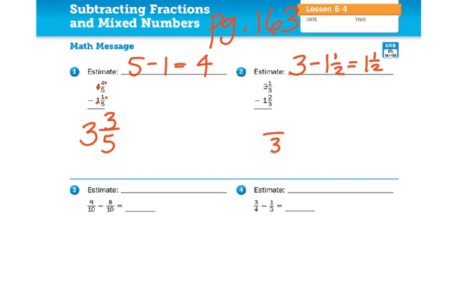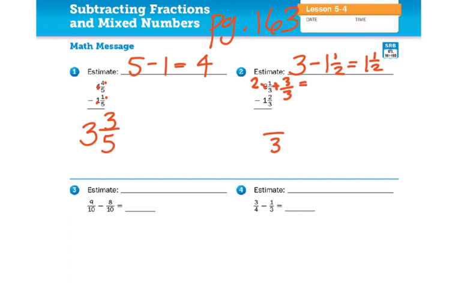But watch out. I cannot take 2/3 from 1/3. So watch what I'm going to do. I'm going to borrow 1 whole from the 3 and make it a 2. I'm going to turn that whole number into a fraction that equals 1 whole. I'm going to keep thirds the same. I don't want to have to find a common denominator, so 3/3 is the same as 1 whole.